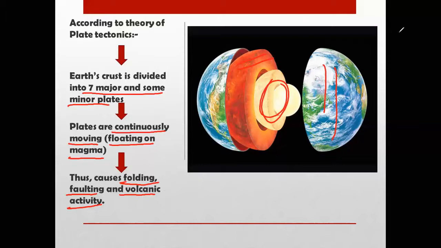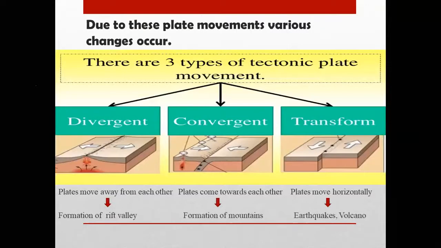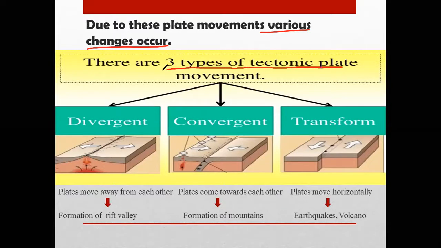Now through this we know that the plates move. Since crust has no solid support, because mantle is in semi-solid state, it makes the plates move. Due to these plate movements, various changes occur. So first of all, basically there are three types of tectonic plate movements. They are divergent, convergent, and transform.